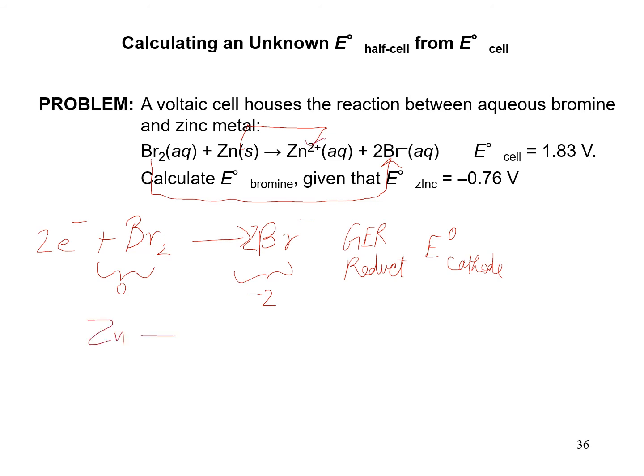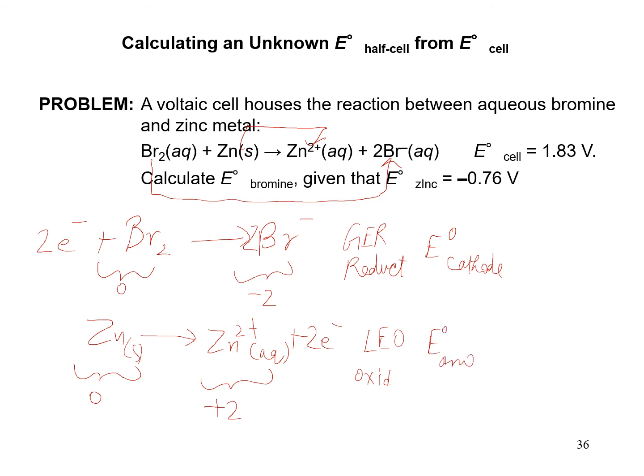Zinc solid is changing to zinc 2 plus, which is aqueous. Again, what is the charge here? 0. What is the charge here? Plus 2. So if this is plus 2, to balance the charge, I need 2 electrons on this side. Again, this is loss of electrons. Loss of electron is oxidation. Where does oxidation happen? Oxidation happens at anode, which confirms this is the reaction that's happening at anode.